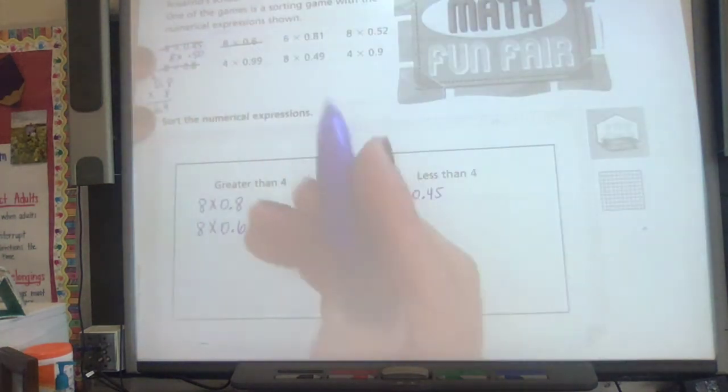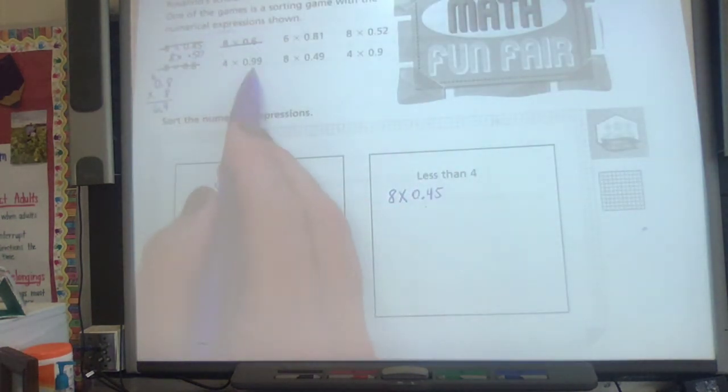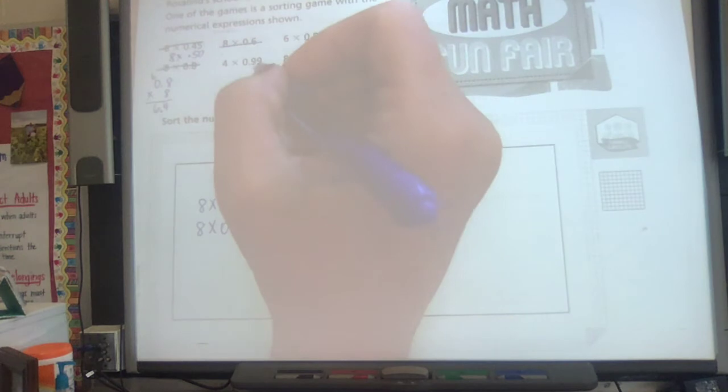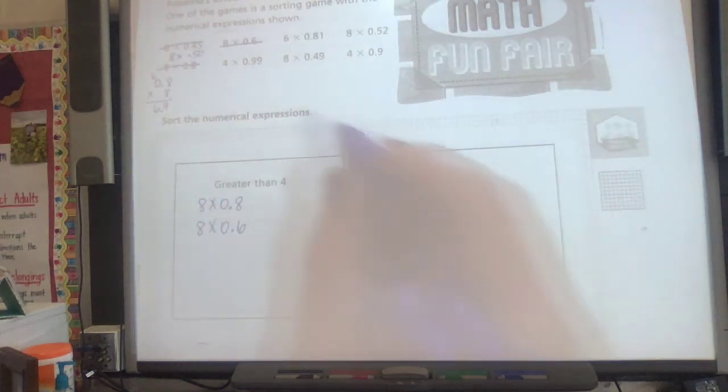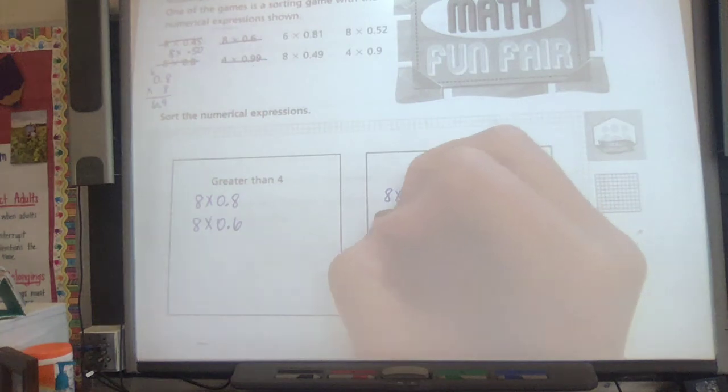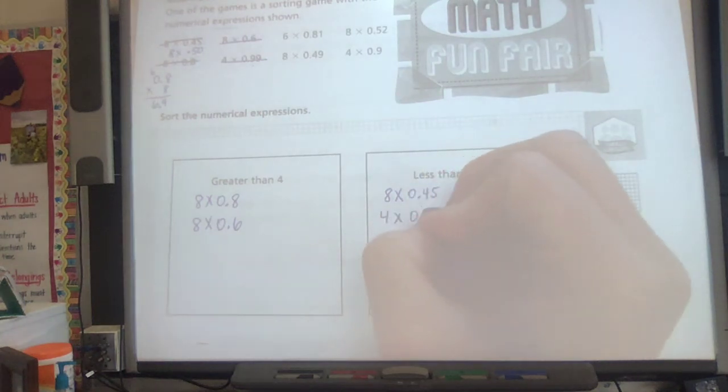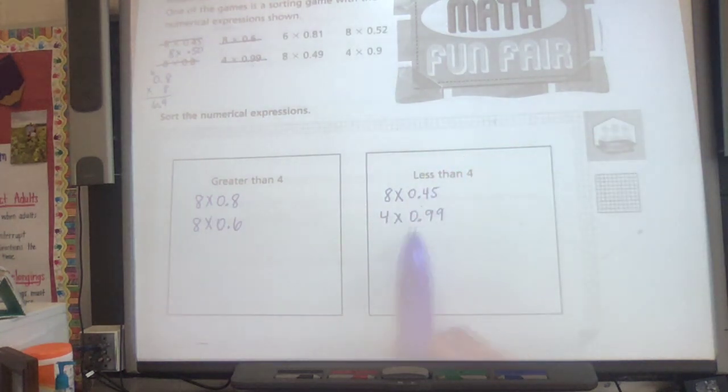All right, let's think about this one. 4 and 99 hundredths. We know 99 hundredths is almost a whole, so close to a whole, but it's not. If I had a whole, 4 times 1, I know that would be 4. But since this is less than 1, I know that this answer is going to be less than 4. Because this is less than 1. 4 times 1 is 4.